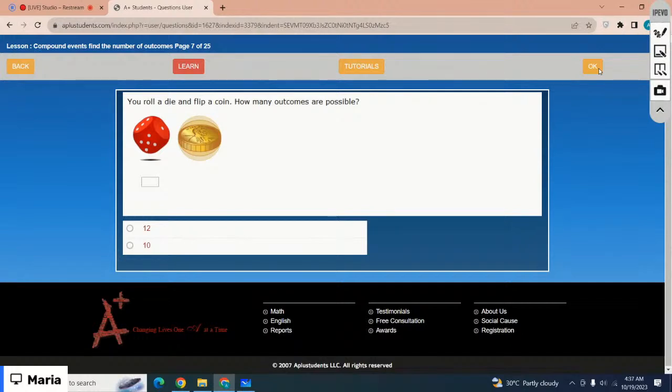You roll a die and flip a coin. How many outcomes are possible? Which is the correct option? The correct option is 12.